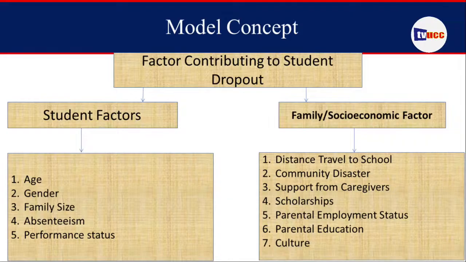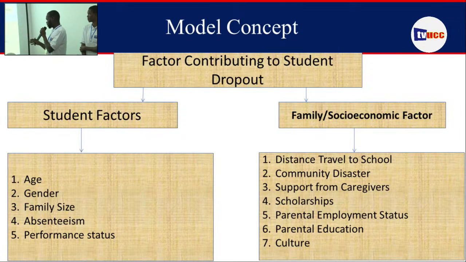So from here, we conceptualize our model into two factors. We have the student factor and the family and socio-economic factors. These are the factors we have identified to be contributing to the dropout rate.